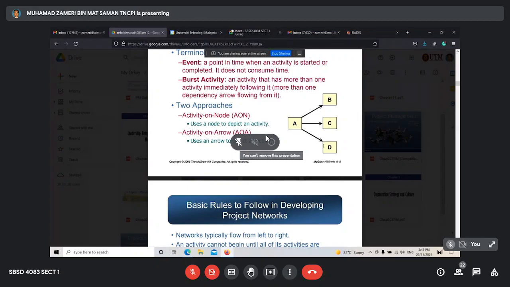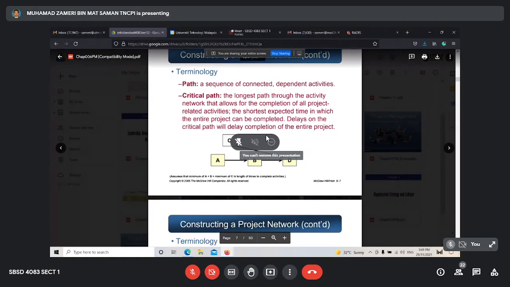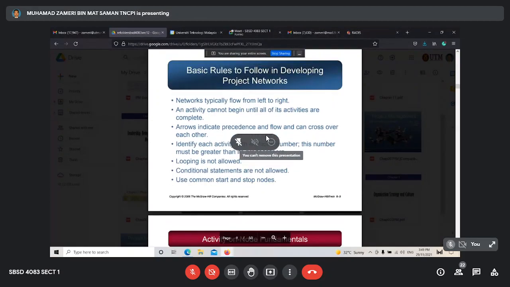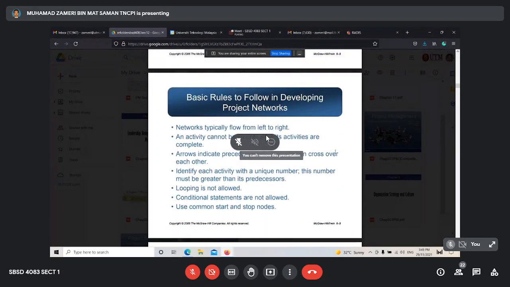This is represented by this arrow. B can only start when A finishes. And then D can start when C and B finish. That means if C finishes but B didn't finish, D cannot start. If B finishes but C didn't finish, D also cannot start. D can only start when both C and B finish. Arrows indicate precedence, sequence, and flow.